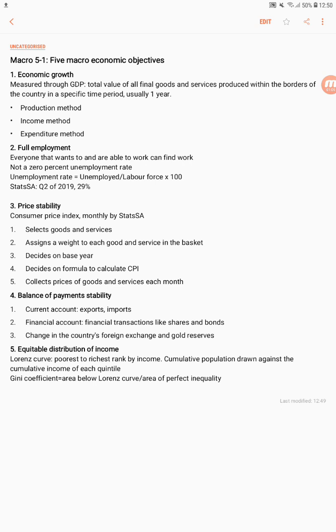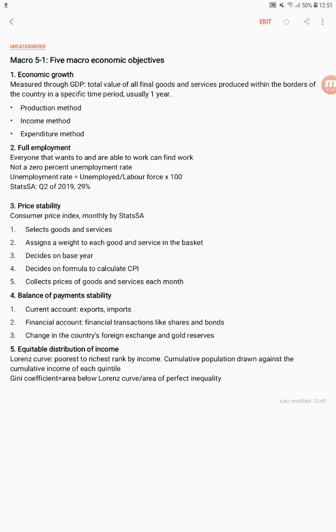The third macroeconomic objective is price stability. This is measured through the Consumer Price Index. Again, monthly statistics are available from Stats SA. Stats SA is responsible for selecting the goods and services that are in the Consumer Price Index basket. It assigns a weight to each of these goods and services in the basket. It decides on a base year. It decides on a formula to calculate CPI. And finally, it collects prices of goods and services in each month.